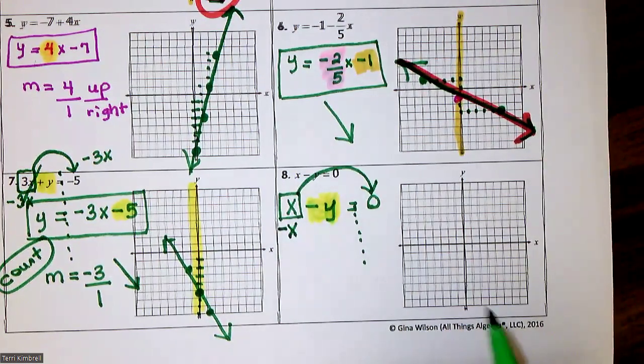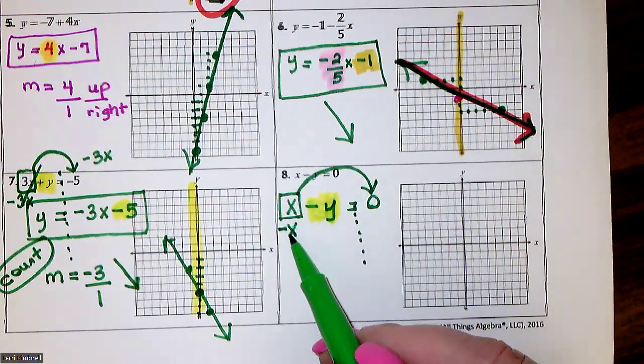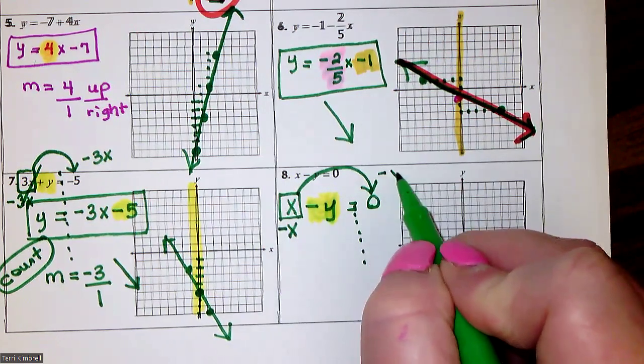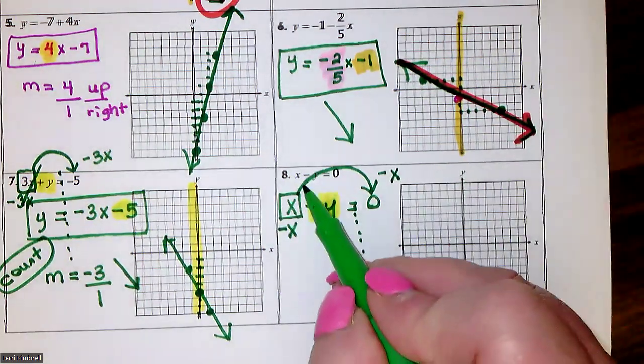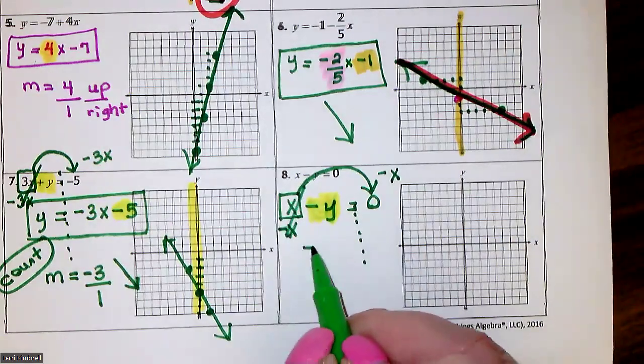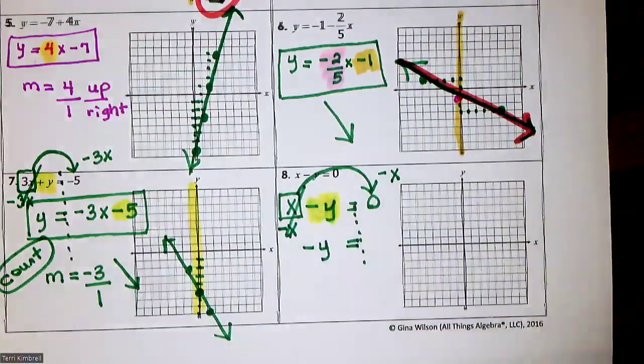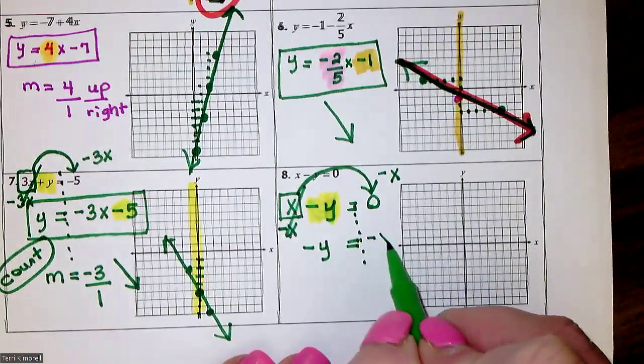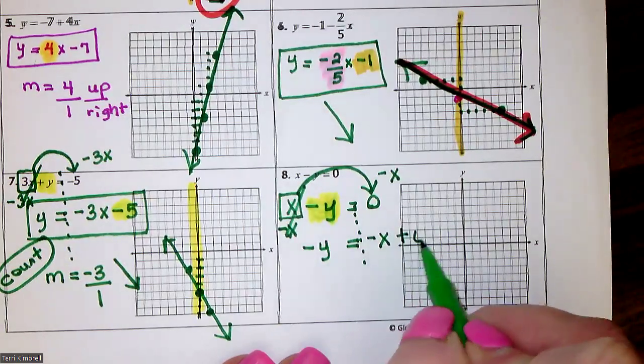Remember, you always do the opposite sign of the x. So if that was a positive, you do a negative. And I do that same thing to the right side. Then he's gone. Then I have a negative y. Remember, the slope goes first, and then I put the 0.